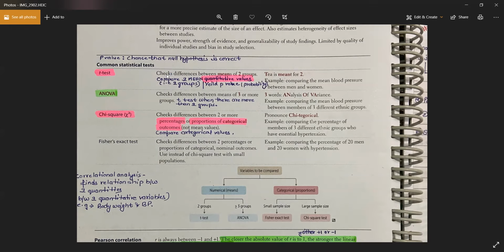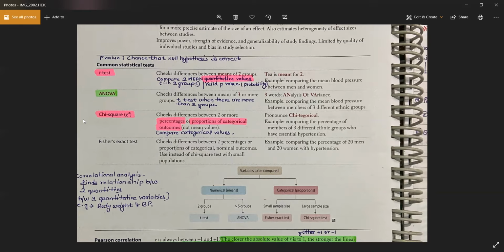For example, if you want to compare the percentage members of three ethnic groups, whether these three ethnic groups have hypertension or not, how many percentage of individuals in these groups have hypertension, and how many of them are not having any hypertension. So either you have the hypertension or you do not have the hypertension. Either you belong to this ethnic group or you do not belong to this ethnic group. So both the variables are categorical values, or qualitative variables, right? And in this scenario, you will use the chi-square test.